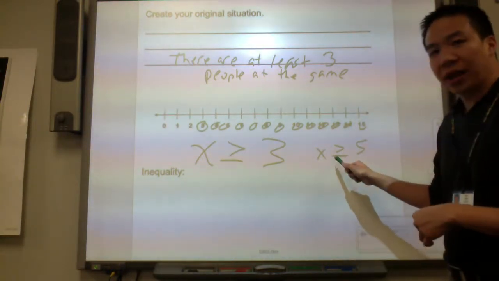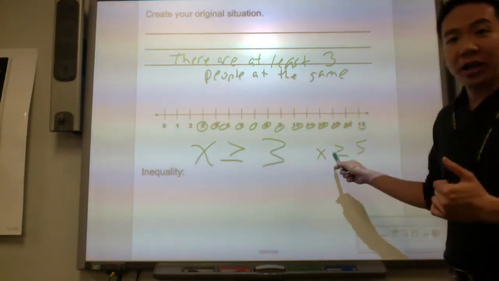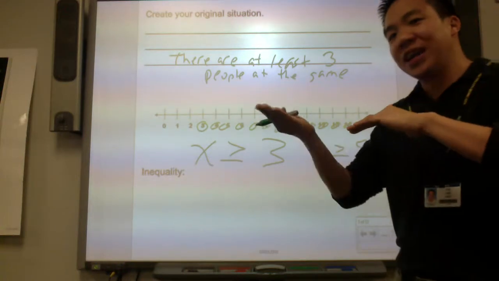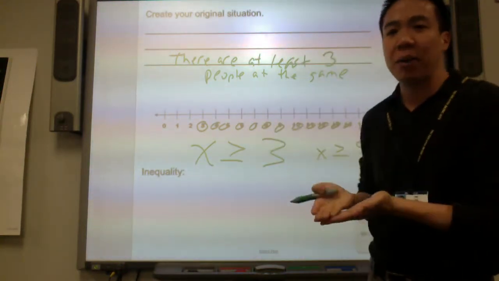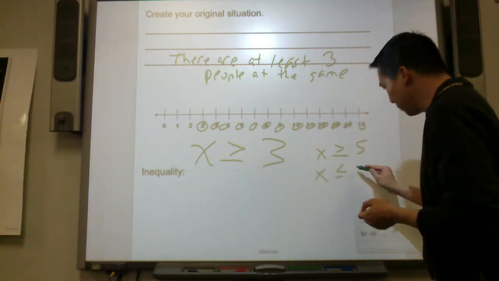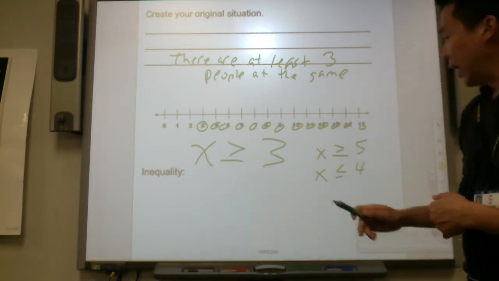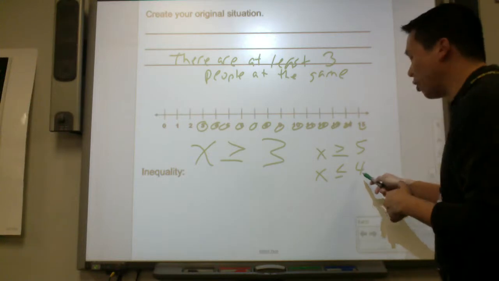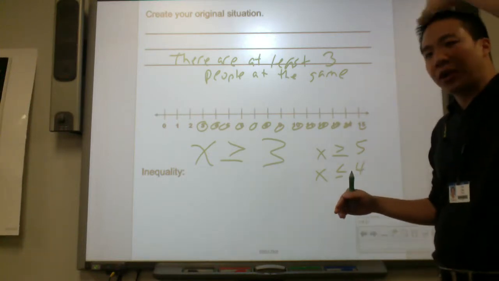5 is more than or greater than or equal to 5, or at least 5. At least 5 is the least amount, so everything has to be above it. If it had been this way, x is less than or equal to 4, or at most 4. 4 is the top it can be. 4 is the most it can be.